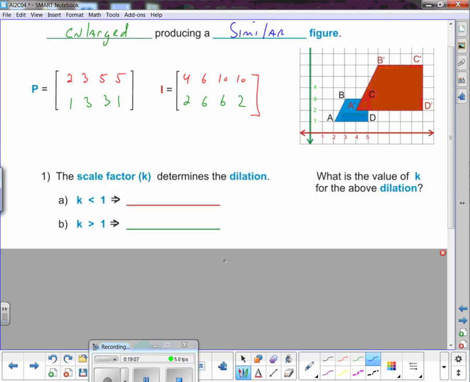The scale factor. K is the designation for the scale factor, and it determines the dilation. So if K is less than 1, it's obviously a reduction. So if the scale factor is less than 1, you're reducing that thing. And if the scale factor is greater than 1, it's going to be an enlargement.